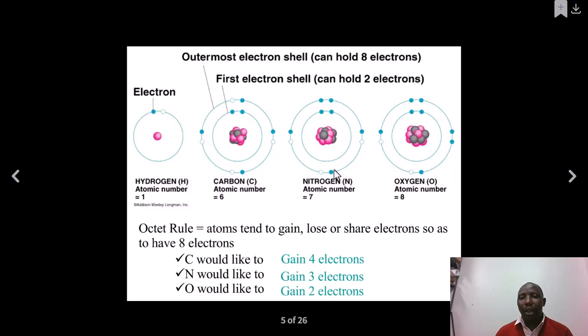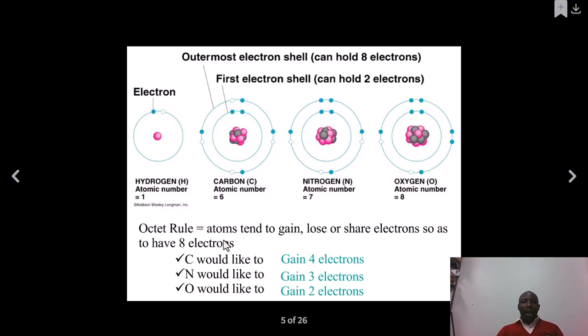We have nitrogen, where the first one is having 2, then the second one is having 5. We have oxygen, where the first one is having 2 electrons. As a rule, you see always the first shell, apart from hydrogen, is having 2 electrons. Then the second shell can have either 2 or 3 or 8, depending on the atomic number of a given atom. Then how to explain the octet rule?